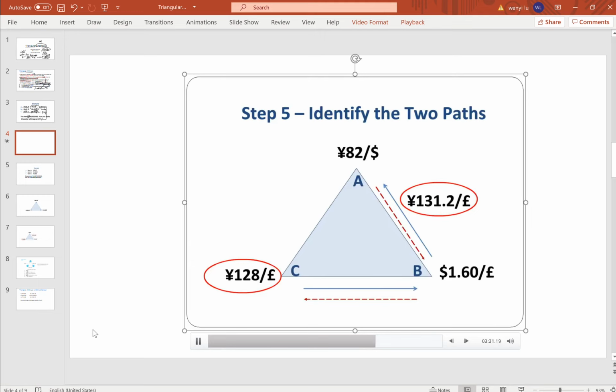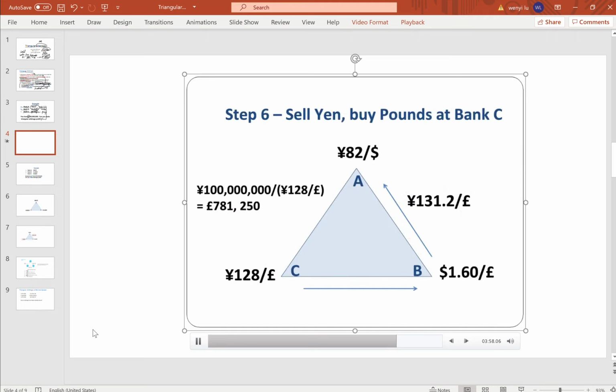Let's do our analysis. If we start with Bank A, we pay 131.2 yen to receive a pound. If we start at Bank C, we pay a lower amount of 128 yen to receive a pound. Obviously, we want to pay a lower amount, so we start with Bank C and not Bank A. In step 6, we sell 100 million yen to Bank C and receive 781,250 British pounds.